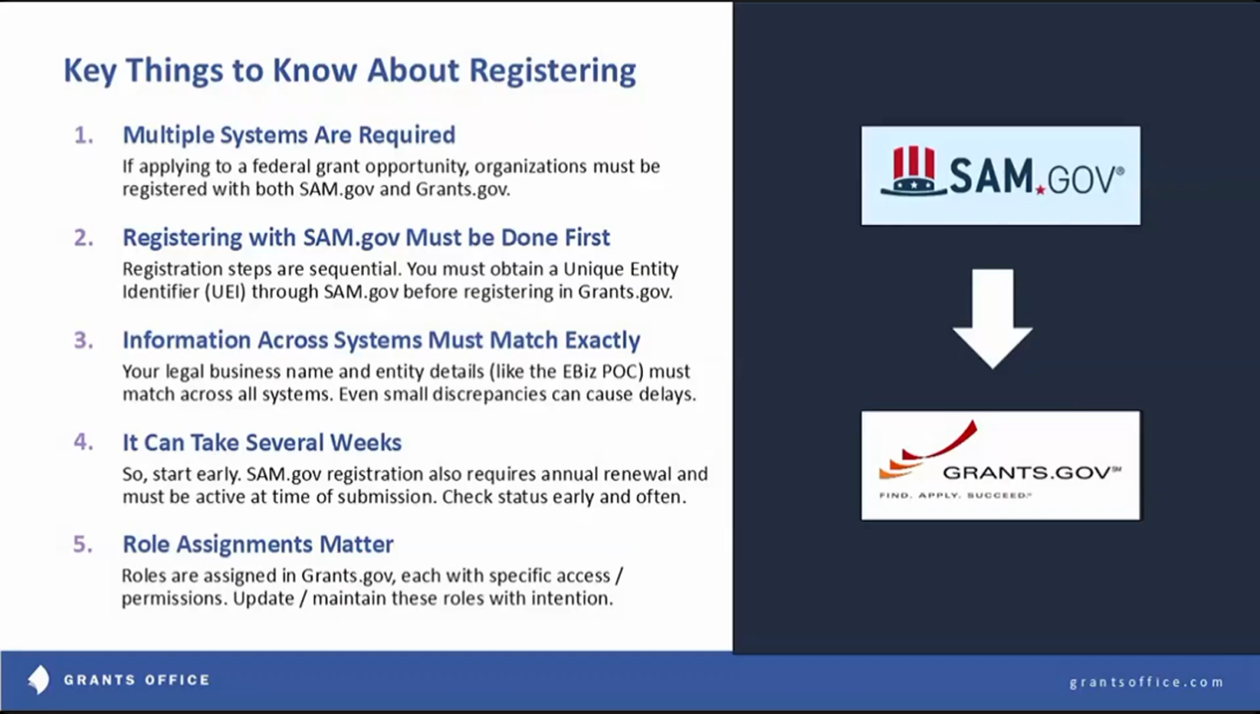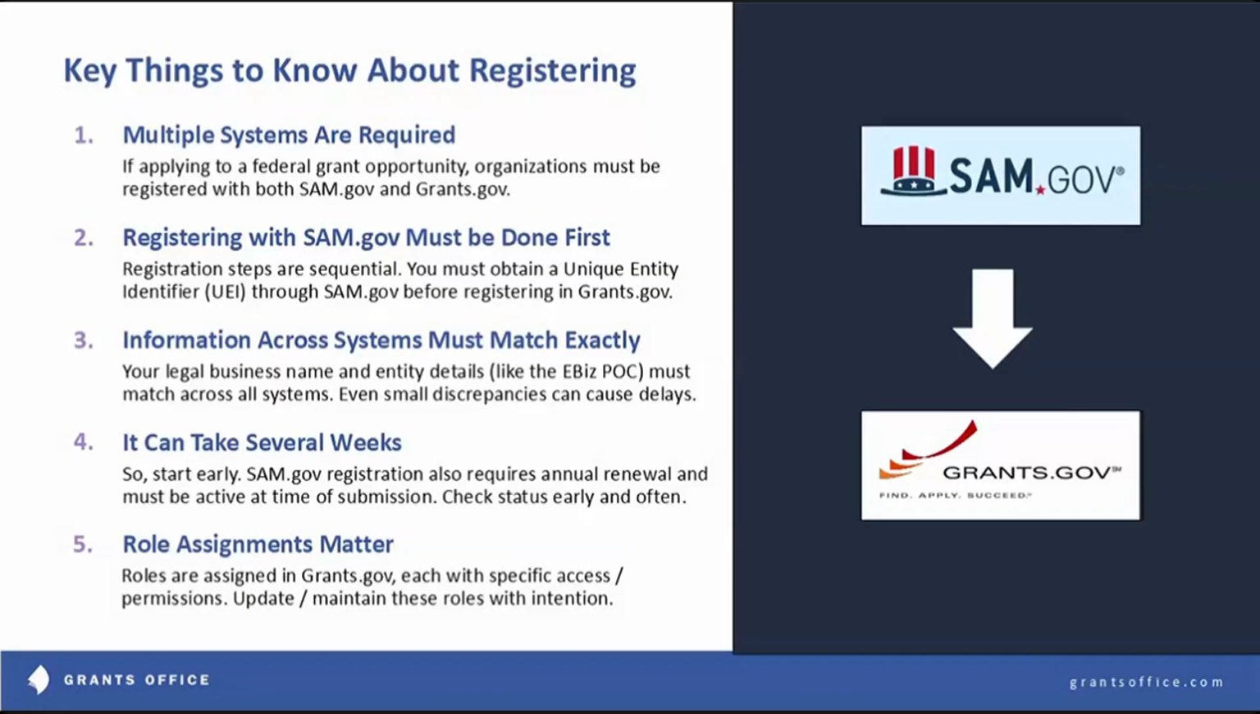Which brings me to this last point, just highlighting the fact that role assignments matter. Not only must the SAM.gov and Grants.gov EBIZ POCs match, but additional roles are assigned in Grants.gov that all have different access and responsibilities and require some thought and intention in first setting things up and in maintaining those registrations over time. You definitely don't want to come up to the deadline and find that the only person that is approved to submit the application in the system is unreachable or no longer with the organization at all.